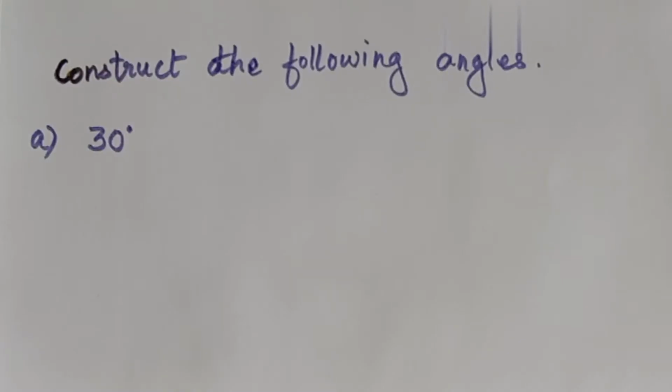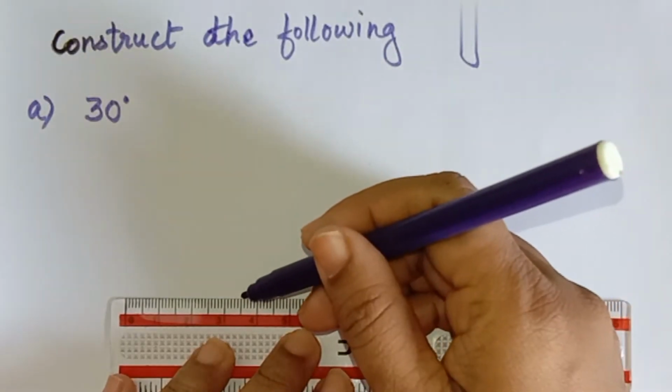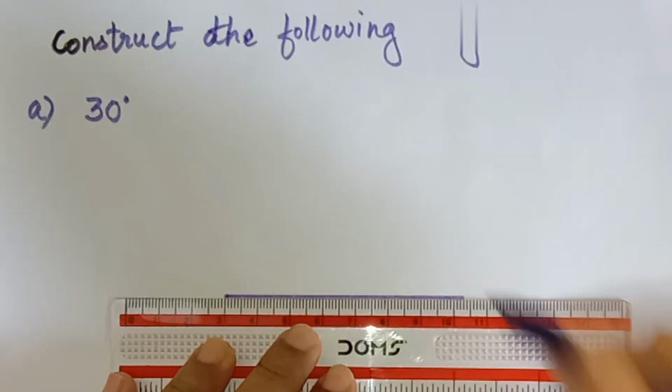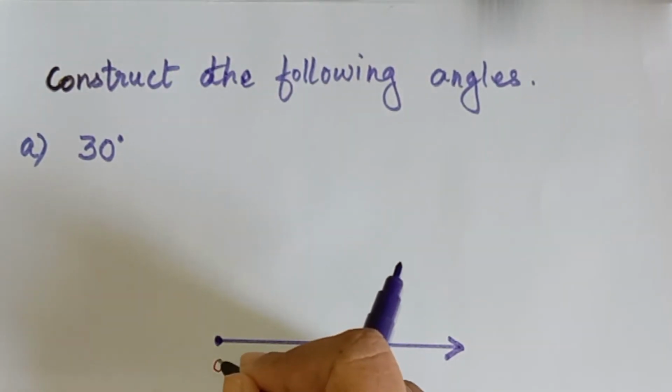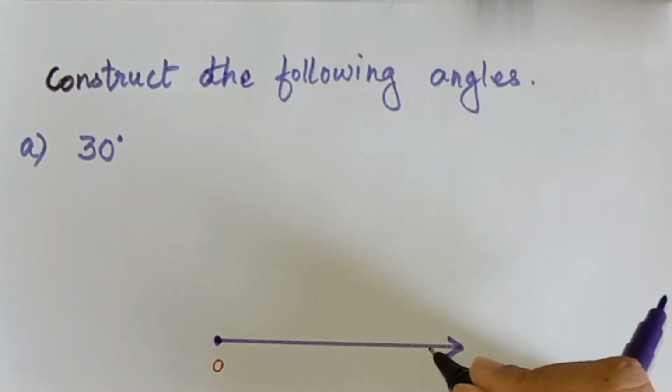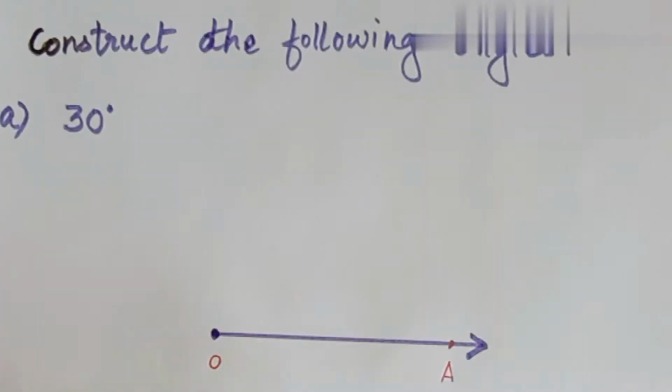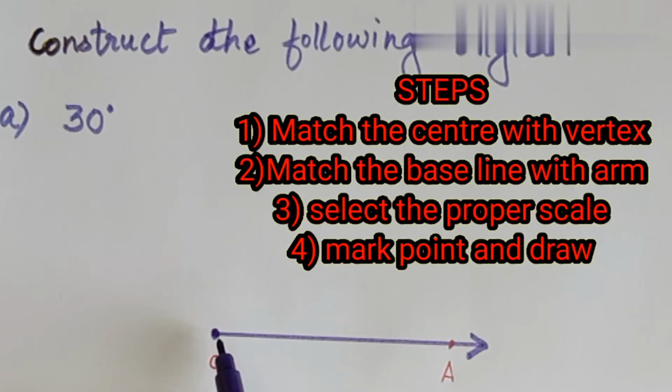Let us construct an angle of 30 degrees. So let us construct a ray first. You have taken a ray like this. Now this is the point of origin of the ray. Let us name this as point O. This is point A. Now we want to construct an angle at O. So we will follow the 4 steps.